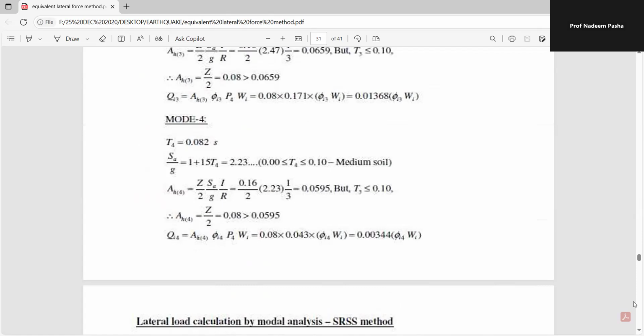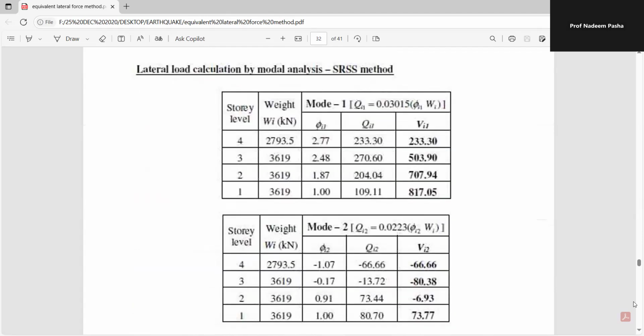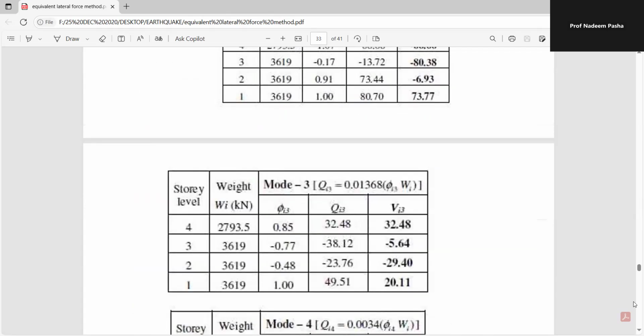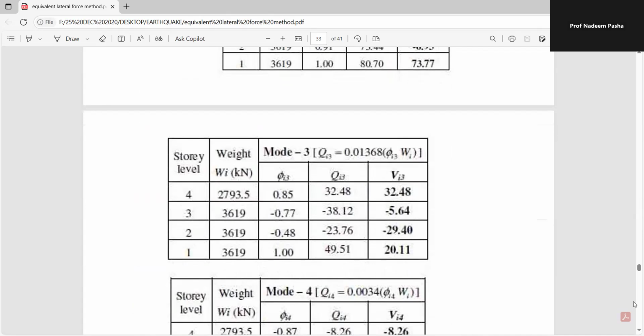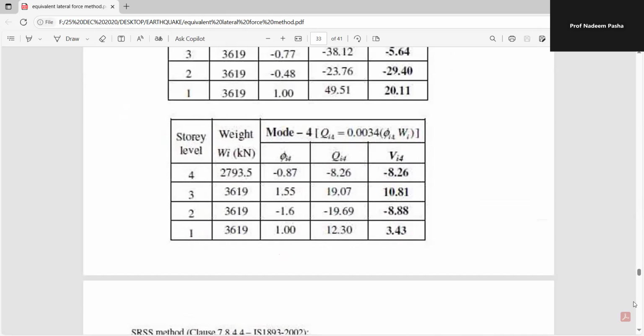So the lateral load calculation by modal analysis or the SRSS method. If you see, these are the storey heights 1, 2, 3, and 4. The weight at storeys 1, 2, and 3 is the same. At 4, it is changing. Similarly here also, for mode 3, the weight at 1, 2, and 3 is the same, equal to 3619 kilonewton.